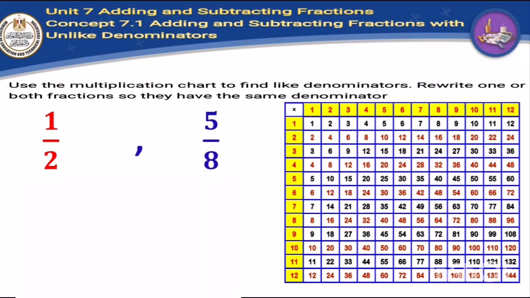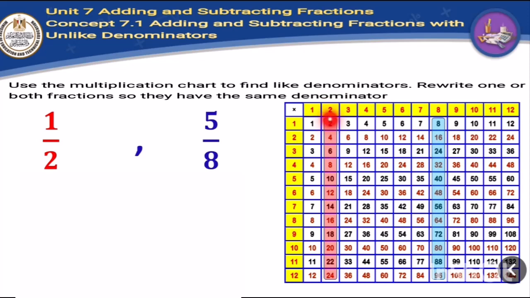We finish the warm up now and we start to learn. Together, let's read this question. He gave me a multiplication chart and told me to use it to find a like denominator and rewrite one of the fractions so that they have the same denominator. What fractions do I have? 1/2 and 5/8. First, we start from the smallest denominator. What is the smallest denominator? Excellent, 2. What are the multiples of 2 and the multiples of 8? Why? To choose the lowest common multiple.